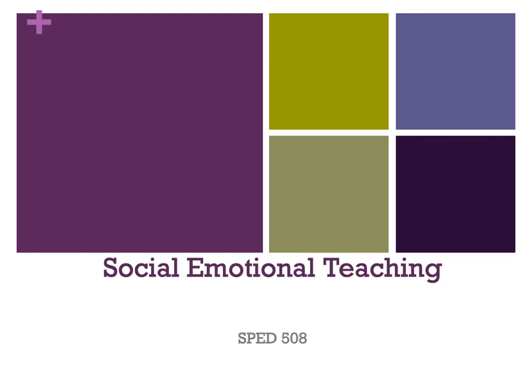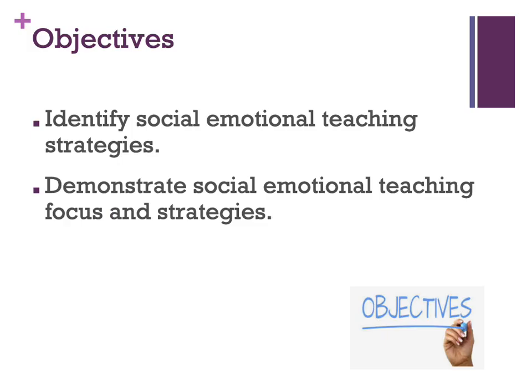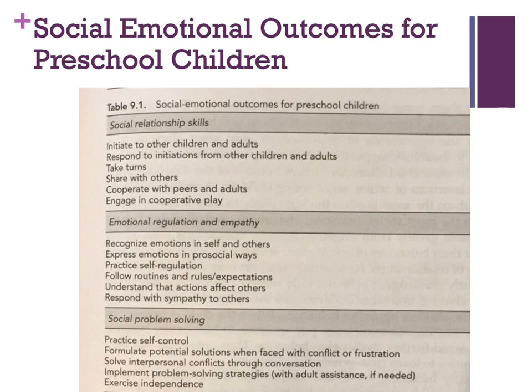Welcome back. Today we're going to talk about social emotional teaching strategies. This is the overview of social emotional outcomes that are important to address during the preschool years. There are three groups: social relationship skill, emotional regulation and empathy, and social problem solving.